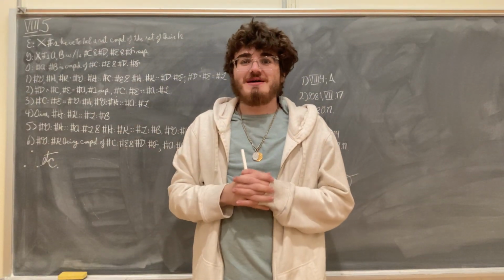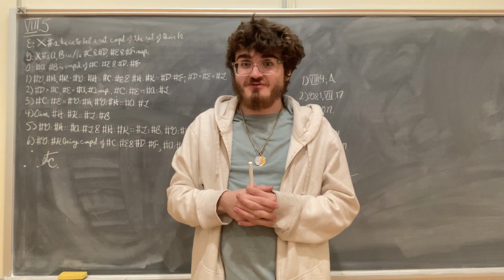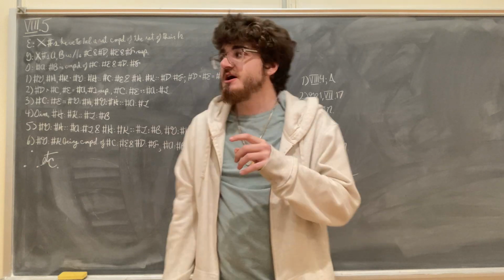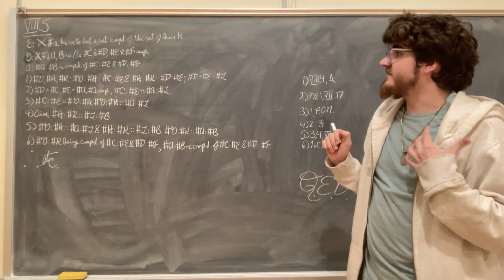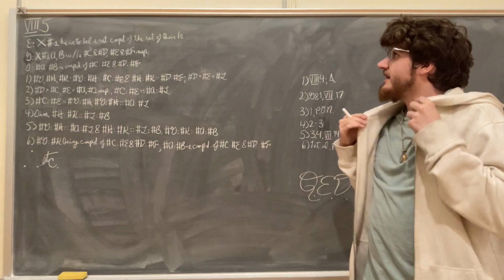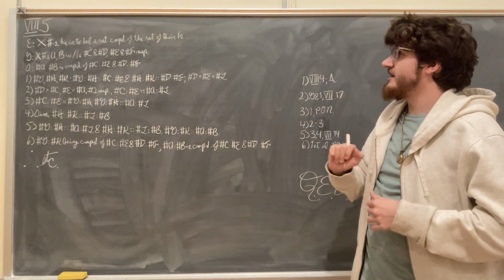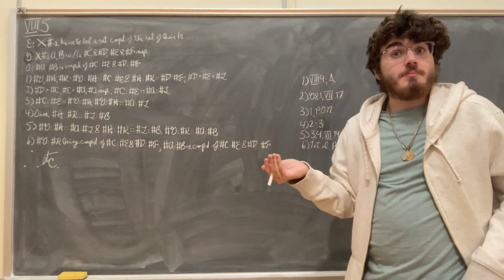Hello, this will be a demonstration of Proposition 5 from Book 8 of Euclid's Elements, which says that plane numbers have to one another a ratio compounded of the ratios of their sides. Remember what plane numbers are?